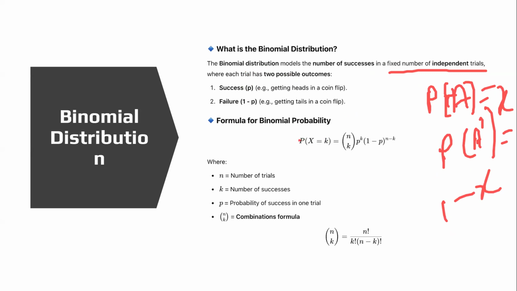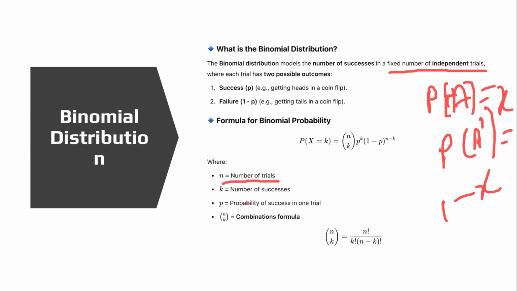Okay, so how do we represent it? The formula of binomial probability: P(X = k) = nCk p^k (1 - p)^(n - k). We'll be solving this. nCk is the combination formula. I'm assuming you guys know about it. Let's see what all those terms are.